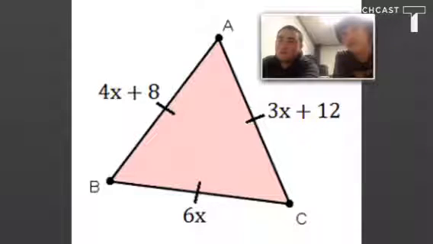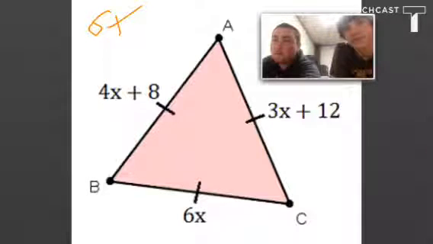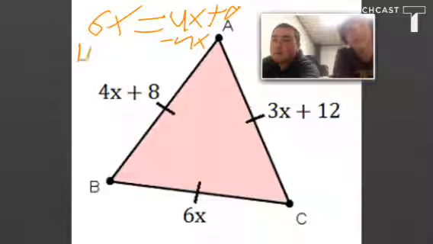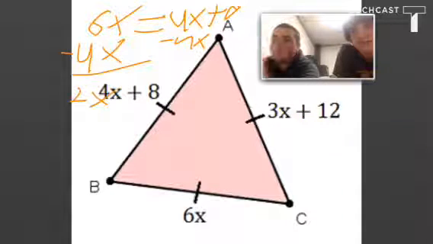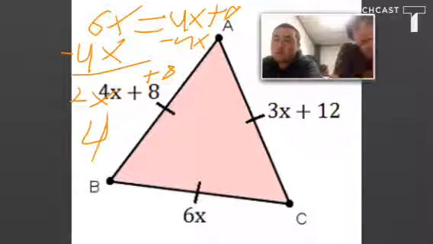Since all sides and angles are the same, you can find each side. So what you can do to find the side lengths: 6x is equal to 4x plus 8. Subtract 4x, and you will get 2x equals 8, so x will be 4. So each side length will equal 4 units as such.